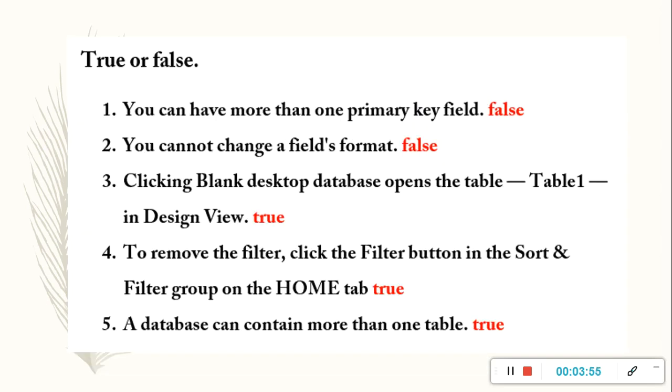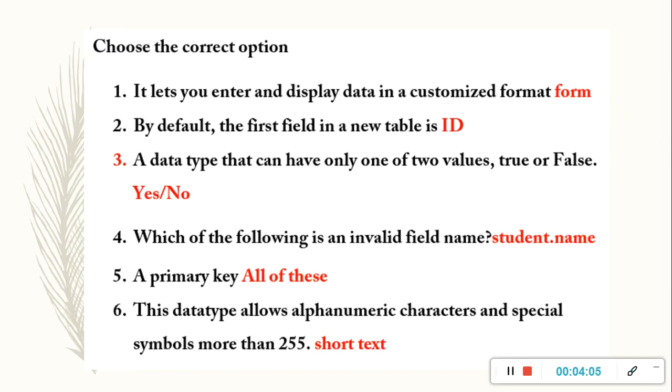Then true or false. The answers are available here: true or false, false, false, then true, true, true. All answers are available. Then next is choose the correct option. Here also you will get two options, and you need to select the correct option from here. Likewise, choose the correct option will be available in your exam.